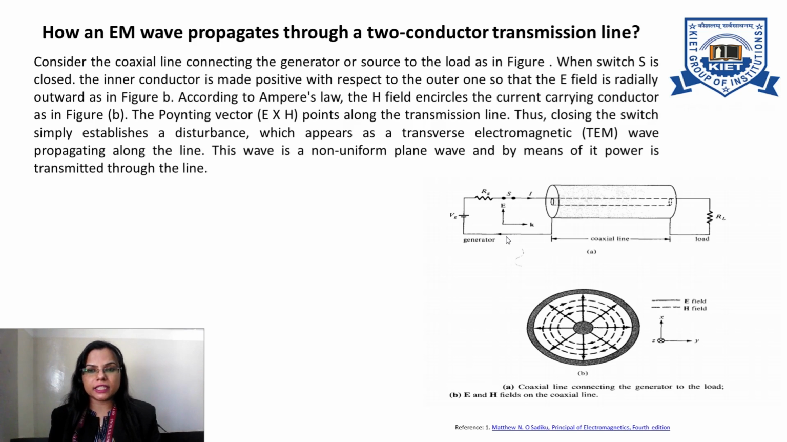Here, TEM waves means your magnetic field and your electric field are zero in the direction of your propagation, that is, transverse electromagnetic waves, TEM waves. This wave is a non-uniform plane wave, and by means of it, power is transmitted through the line. So, these are the field lines generated inside your coaxial line in diagram B.